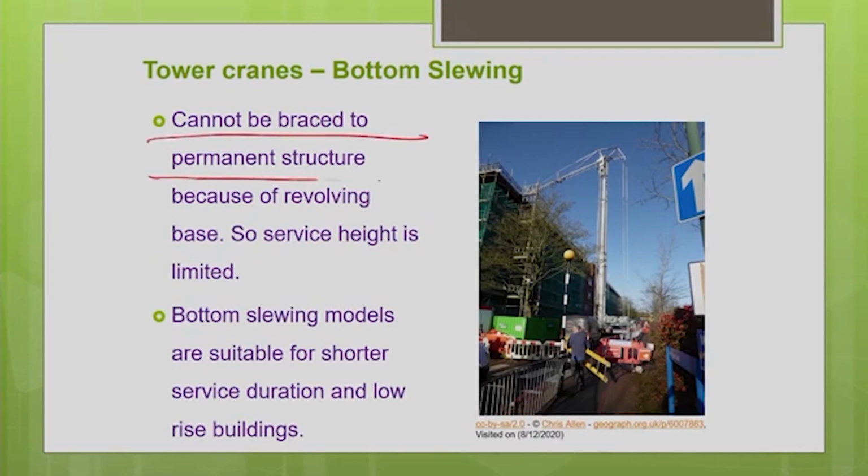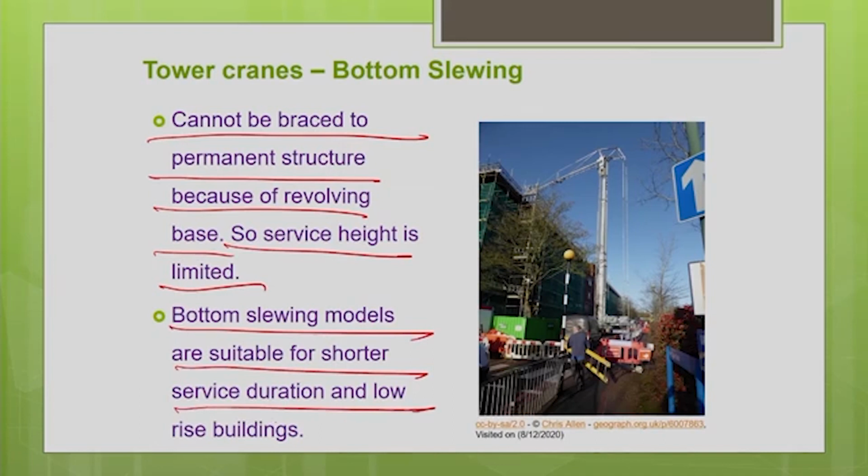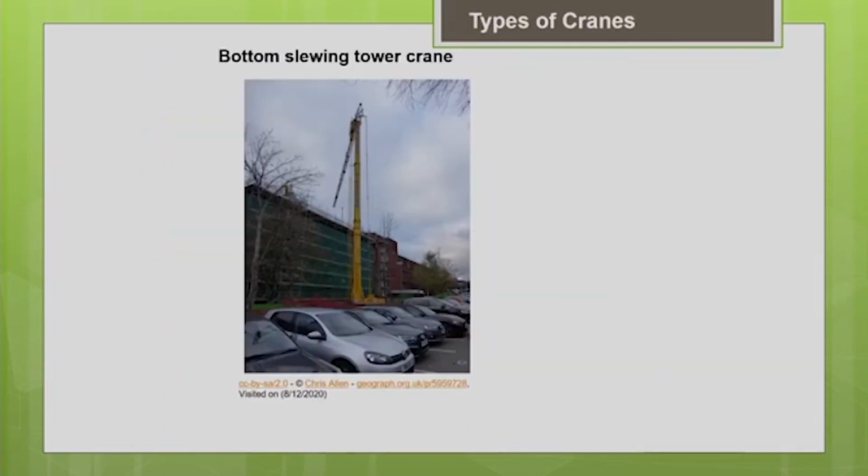It cannot be braced to the permanent structure because of the revolving base. So, the service height is limited. Bottom slewing models are suitable for shorter service duration and low rise buildings. For low rise buildings, you can generally go for this particular model. This is again a picture of the bottom slewing tower crane.